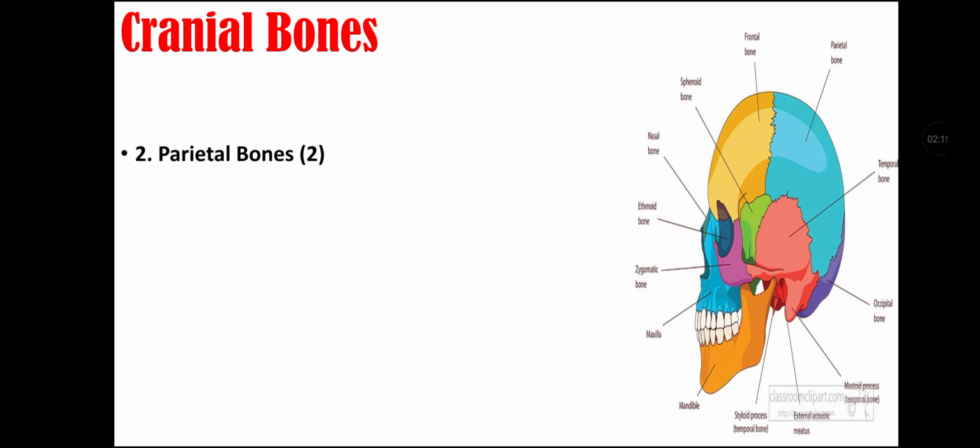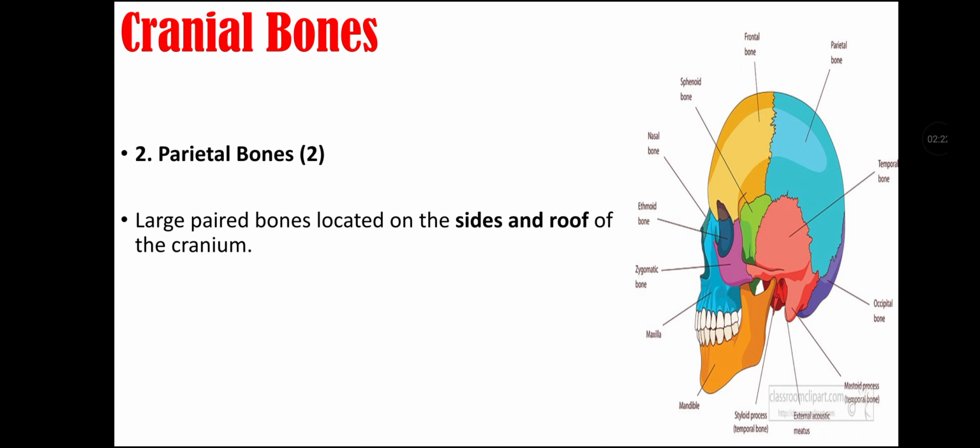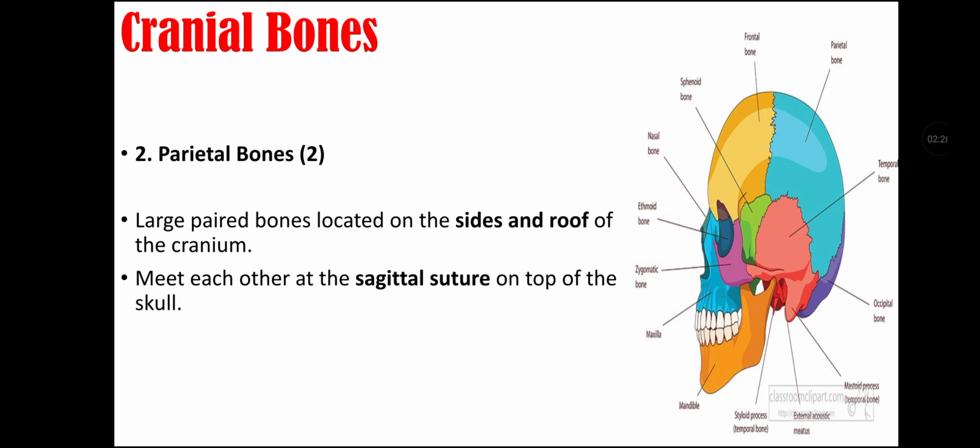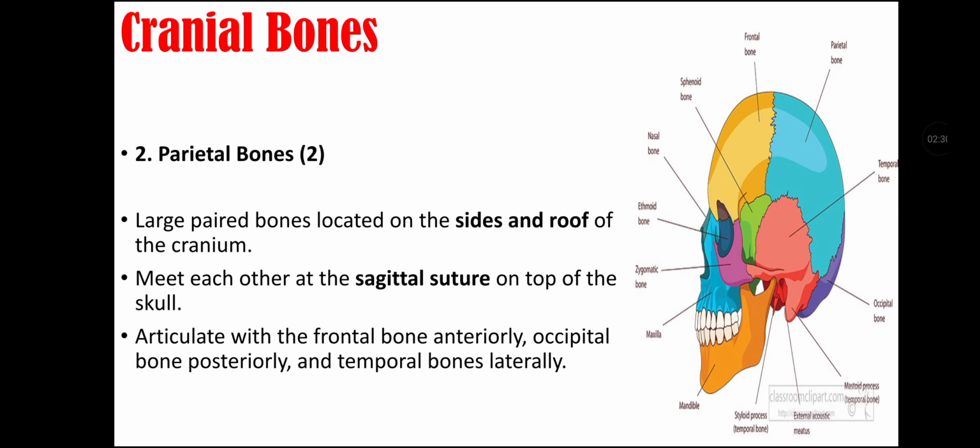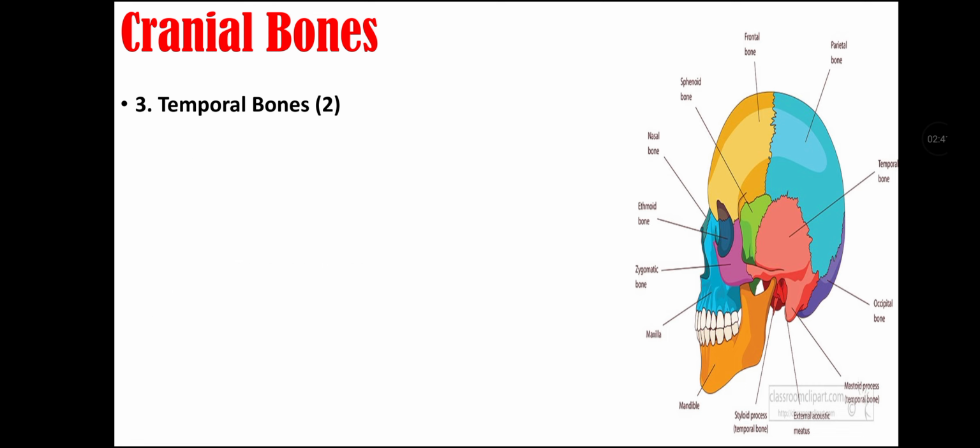Next cranial bone we have is parietal bone, that is pair bone. That means there are 2 parietal bones in every skull. They are large pair bones that are located on the sides and roof of cranium. They meet each other at sagittal suture on top of the skull. They articulate with frontal bone anteriorly, they articulate with occipital bone posteriorly and with temporal bone laterally, as you can see in the diagram.